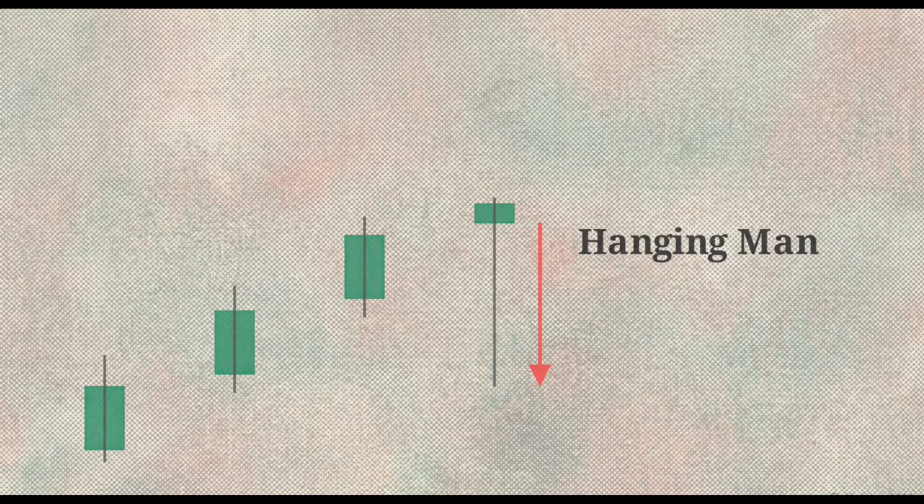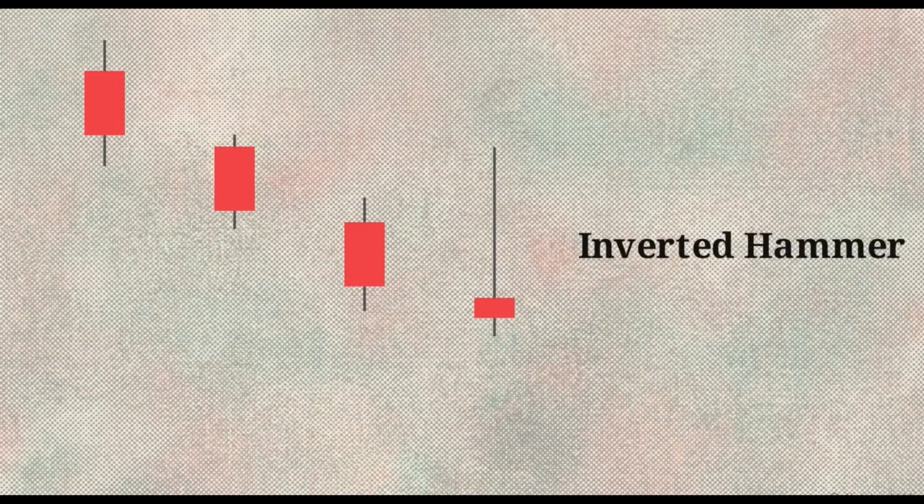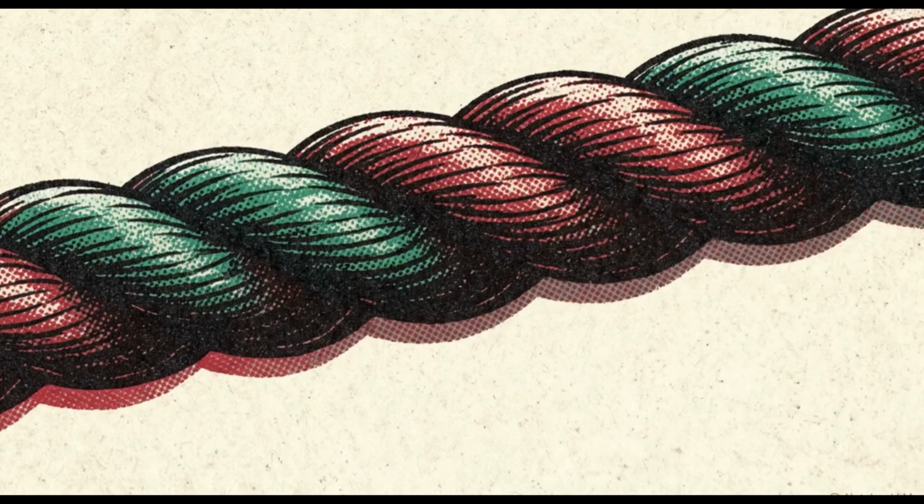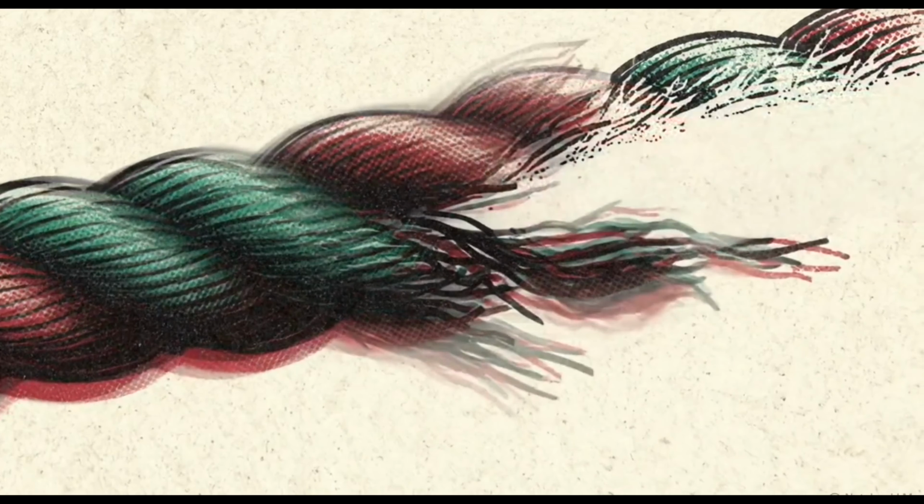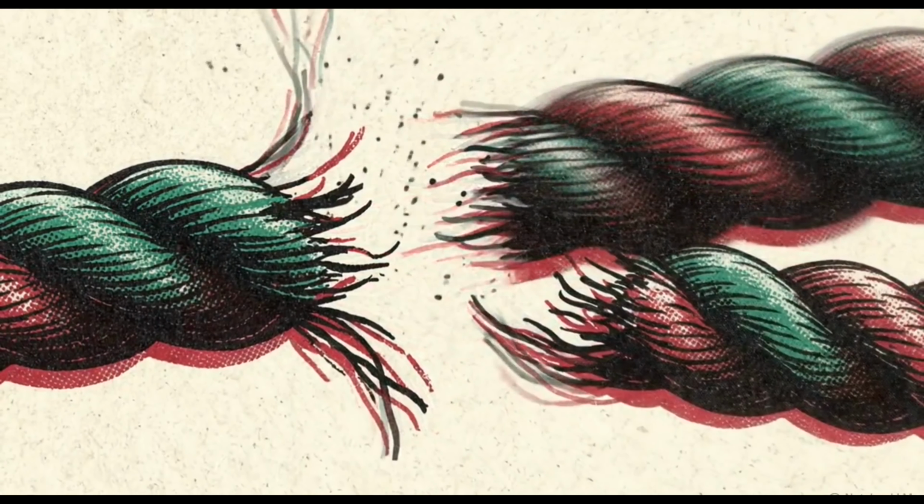This works in reverse, too. If the sellers have been dominating and you spot an inverted hammer, a small candle with a long upward wick, it means the buyers are finally waking up. They were pushed back eventually, but that sudden upward surge shows they are fighting back. Whenever you see a long wick stretching out against the current direction of the trend, the market is flashing a warning light. It's showing you that the momentum is exhausted and the rope is about to snap back the other way.